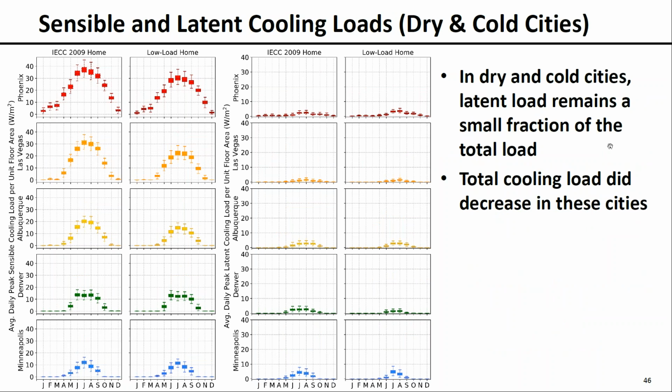Just for completeness, this last slide showing loads shows the other cities included in the study: the dry cities of Phoenix, Las Vegas, Albuquerque, and Denver, and the cold climate city of Minneapolis. Here we show the average daily peak sensible cooling loads in the left plot and the average daily peak latent cooling loads in the right plot. You can see that in the dry and cold cities, latent load still remains a fairly small fraction of the total load, and the total load does decrease in these cities.